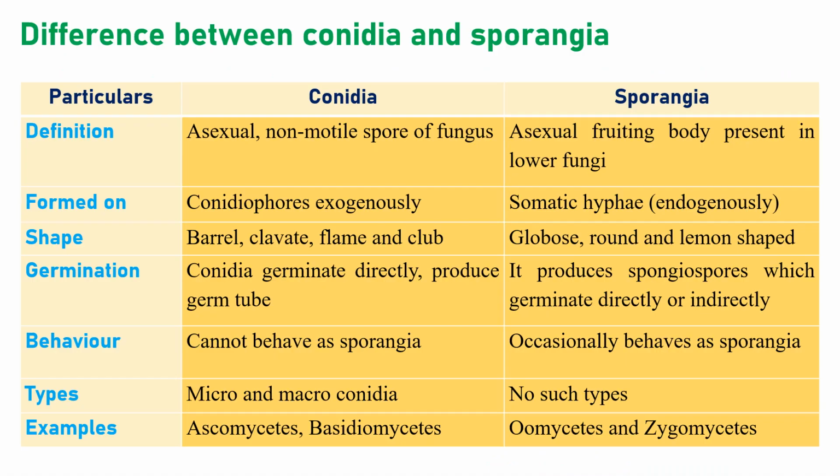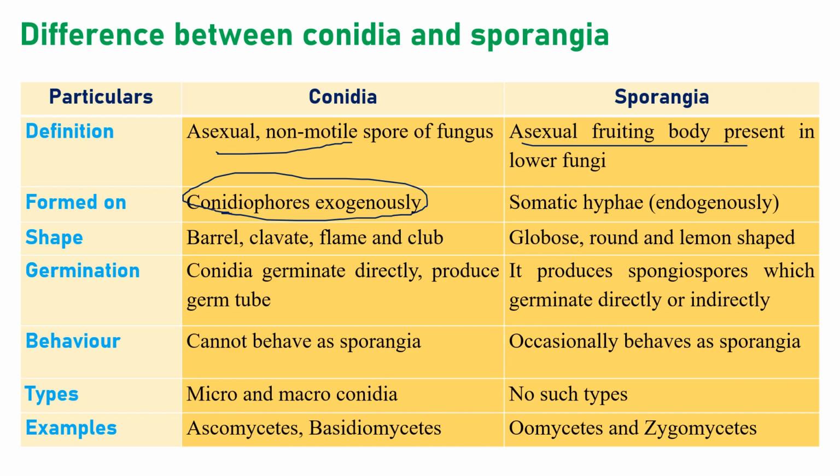It starts with comparative differences between conidia and sporangia. So I have given some important things related to this. So starts with the definition. Generally, conidia are asexual non-motile spores that are produced by the fungi. Or when it comes to sporangia, it is an asexual fruiting body that is actually present in lower fungi. For example, you can see Oomycetes and those kinds of fungi, and conidia are actually formed on conidiophores exogenously. It's a very important thing.